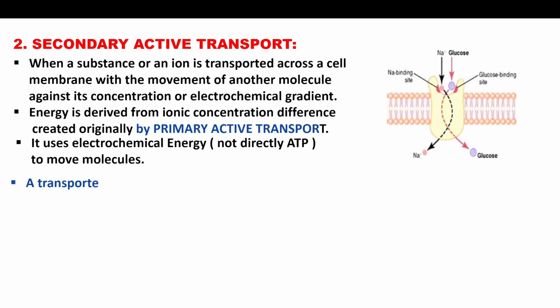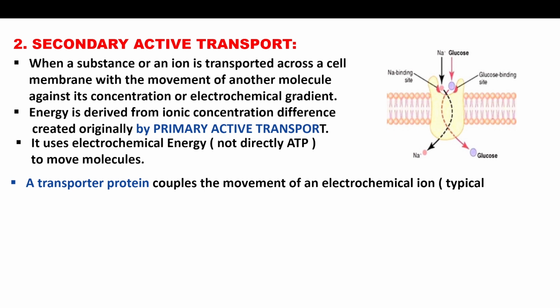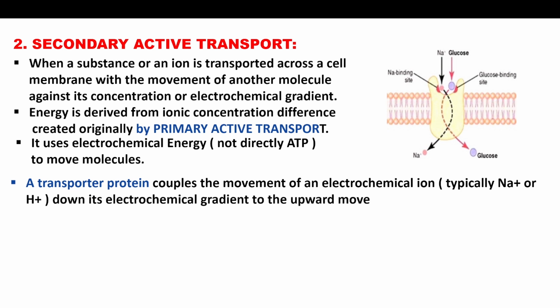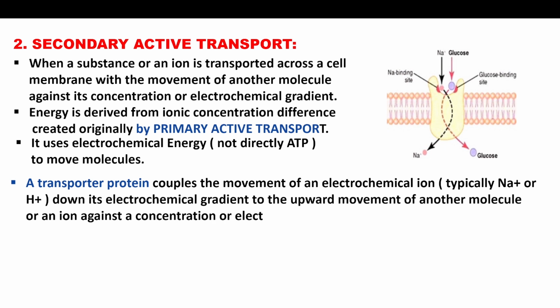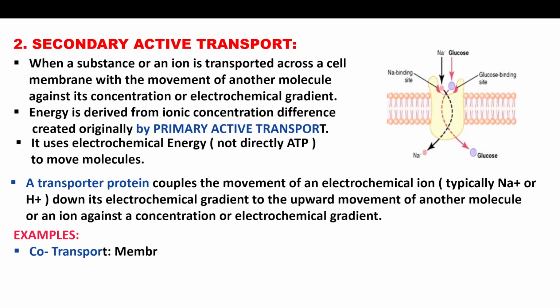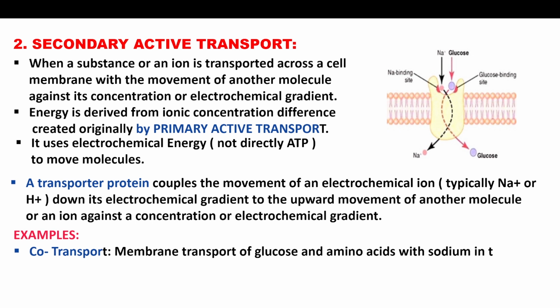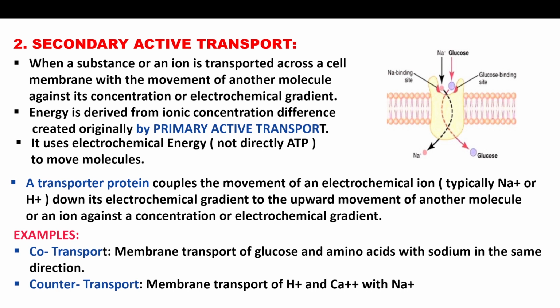A transporter protein couples the movement of an electrochemical ion, typically sodium or hydrogen, down its electrochemical gradient to the upward movement of another molecule or an ion against a concentration or electrochemical gradient. Examples: co-transport, membrane transport of glucose and amino acids with sodium in the same direction. Counter-transport, membrane transport of sodium and calcium in opposite directions.